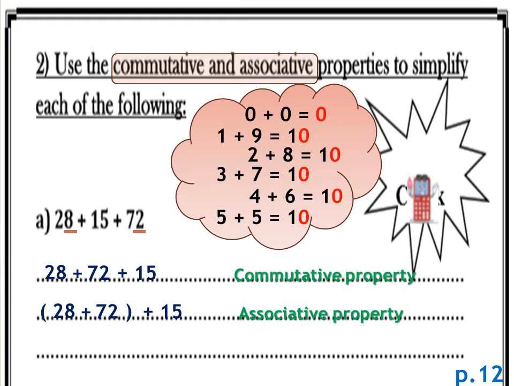Solve the bracket first. 28 plus 72 equals 100. And then plus 15 equals 115. And here 115 belongs to N. So the name of this property is closure. So here we are going to solve this question in 3 steps using the box of friend. The first is commutative, the second step is associative, and the third step is closure.